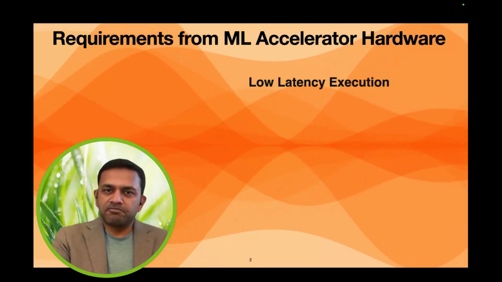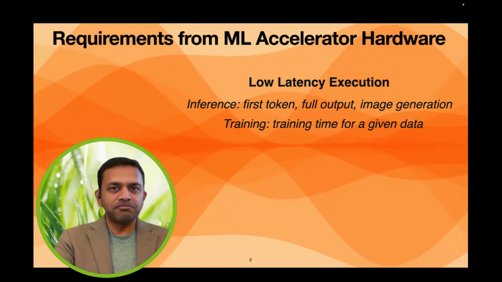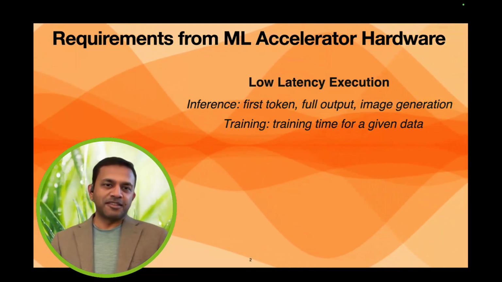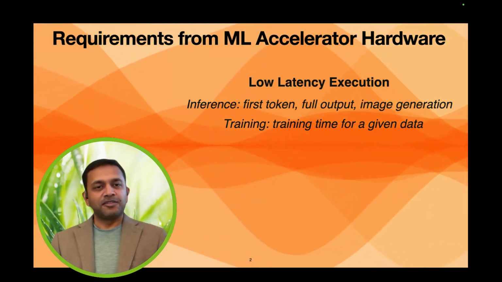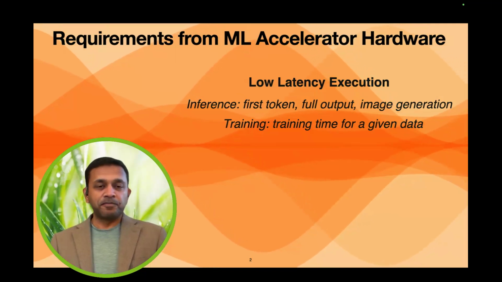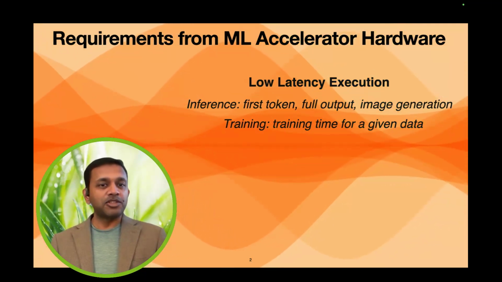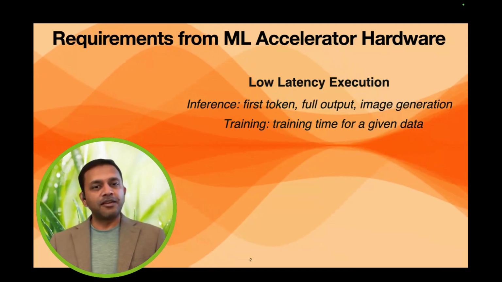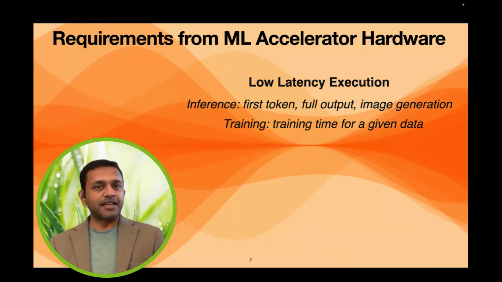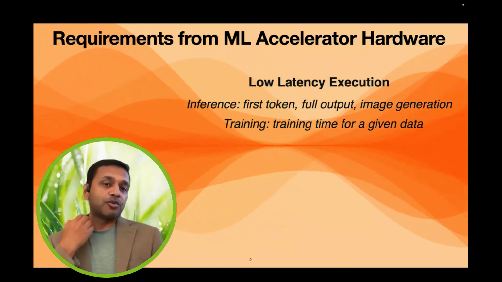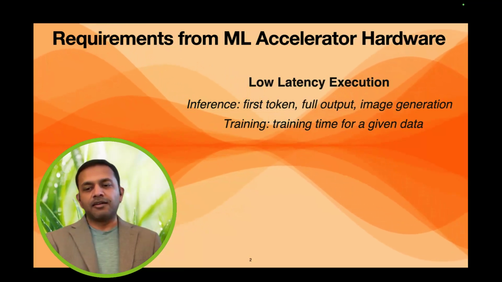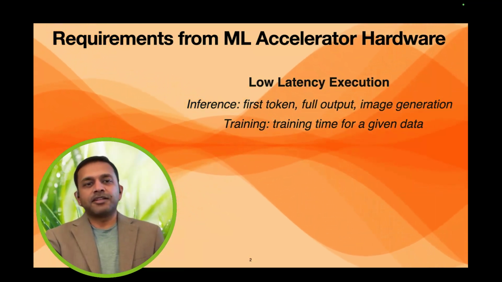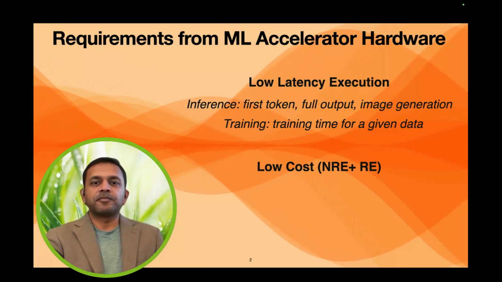So the requirements. One is the low latency execution. Let's say for the inference, you would like how much time it takes to generate the first token, how much time the first full output can be generated. In case of an image generation, how much time does it take to generate the image? Similarly, for the training, for the given number of accelerators and the given data, the kind of model that you want to produce, how much of the training time it will have, that is one requirement that decides the better it is and the better the product is.